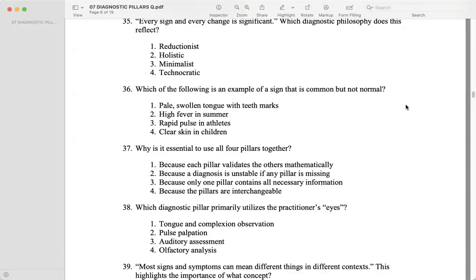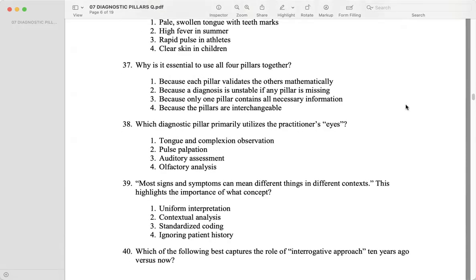Yes, yes. Don't worry. Next time we will talk about heart chi and small intestine. Are you excited? Yes. We'll run for two. Okay. And this is just an introduction. No? Okay. Why is it essential to use all the 4 pillars together?